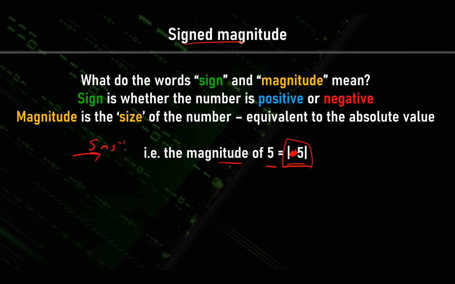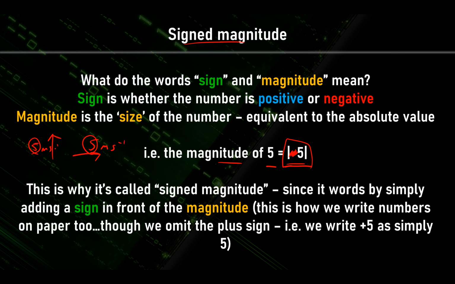I guess in physics they generally write it like that, right? And then you could say someone else is moving 5 meters per second upwards. Well, of course, in this case they're going to have the same magnitude, which is both 5, even though their direction is different. So this is what's called sign magnitude. It works by simply adding a sign in front of the magnitude. And again, we can see, just +5 or -5.